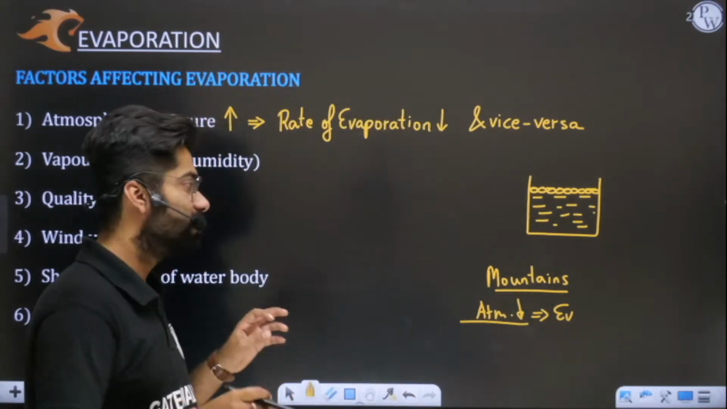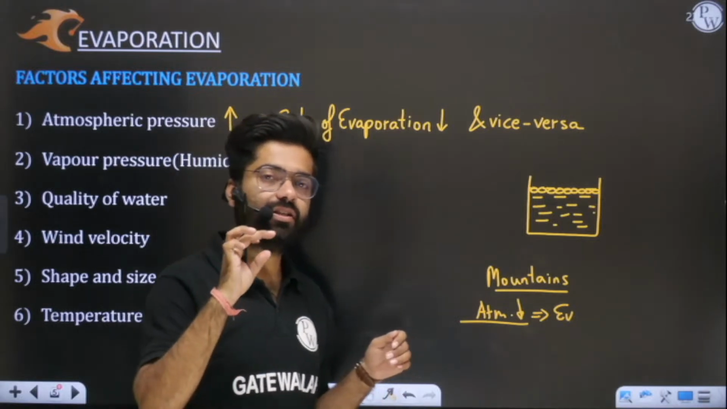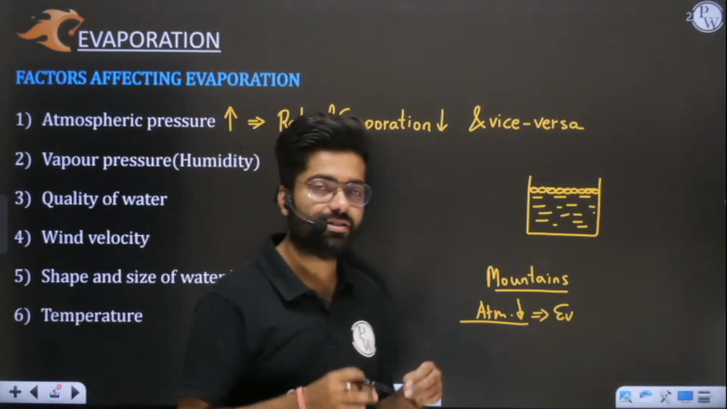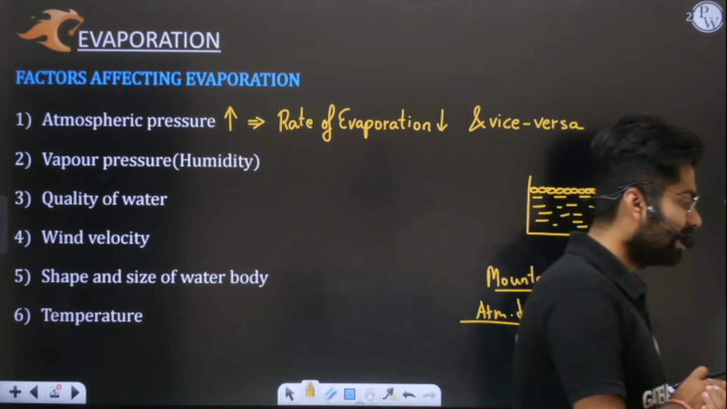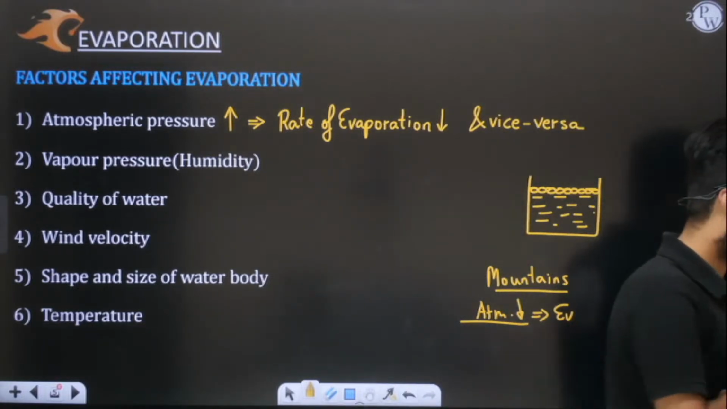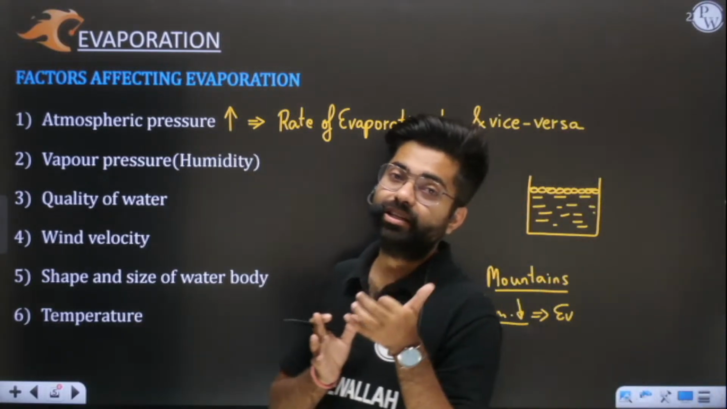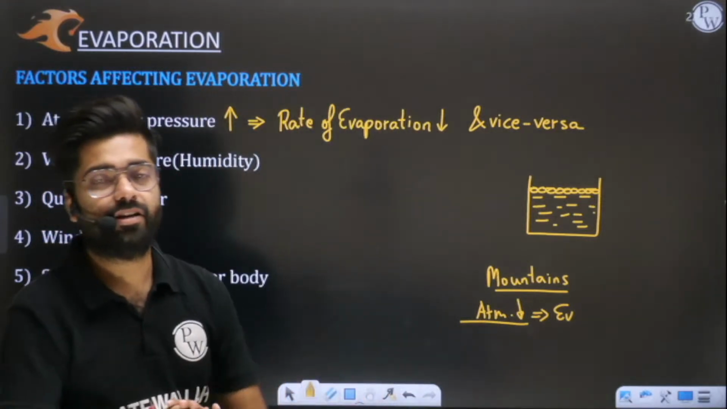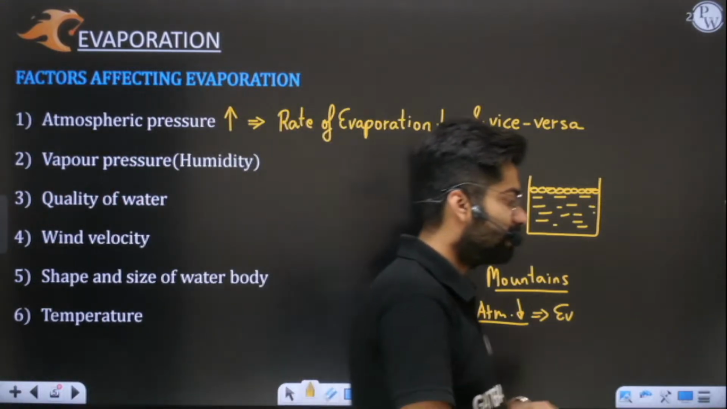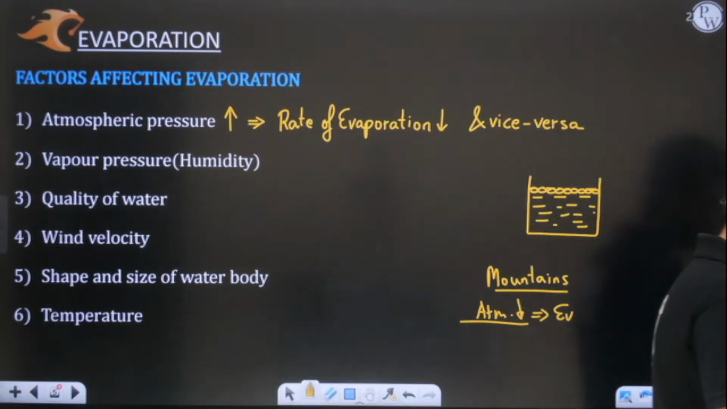Everyone kindly comment. When we go to mountainous regions at higher altitudes, atmospheric pressure will decrease. So their evaporation will, tell me, what? Will evaporation decrease or increase? Everyone, try to comment. Try to guess the answer. It's very important.